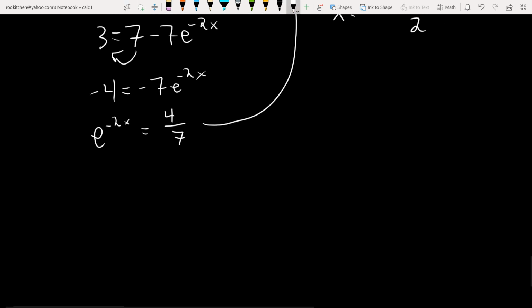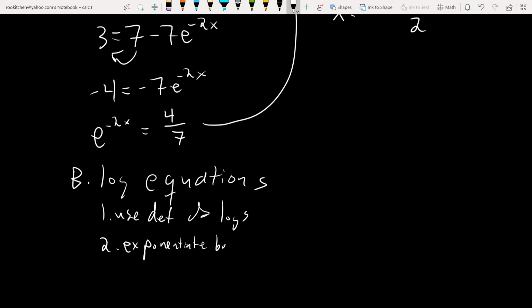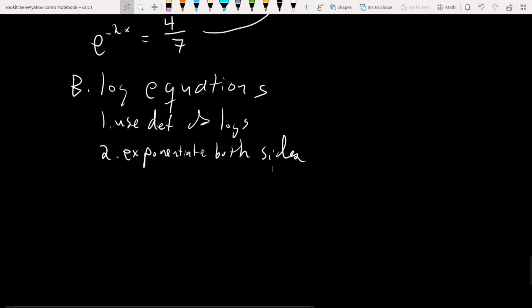Sorry, we haven't done logarithmic equations yet. Log equations. Usually you'll just end up exponentiating both sides or using the definition of logs. So use the definition of logs or exponentiate both sides. The problem with these is you have to check your solutions.